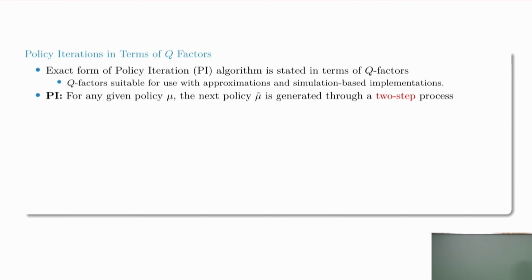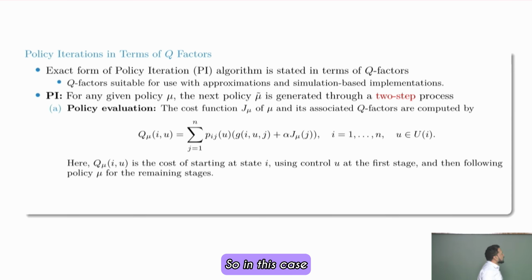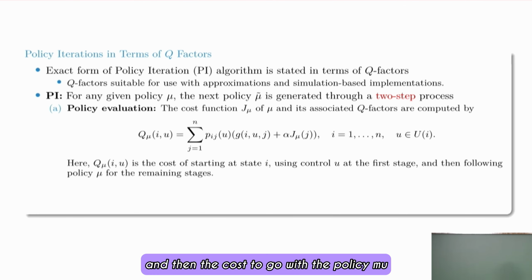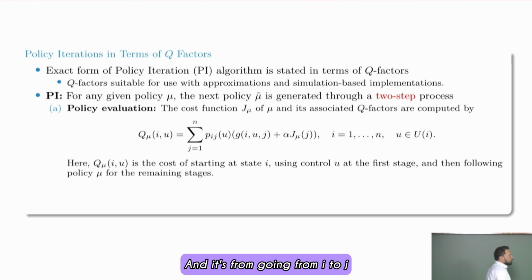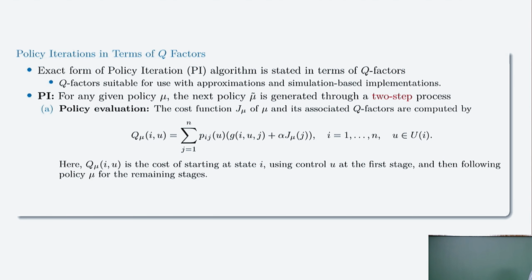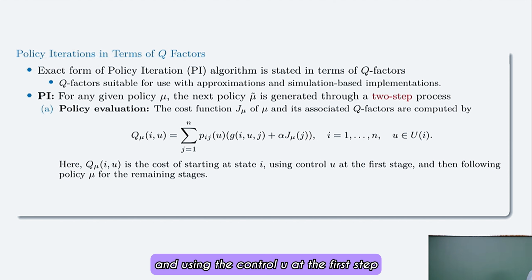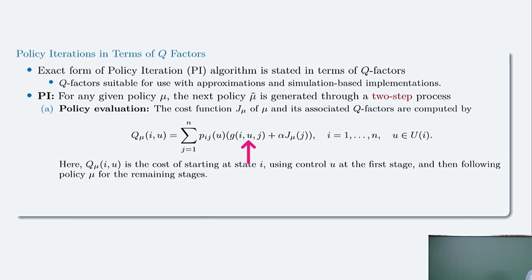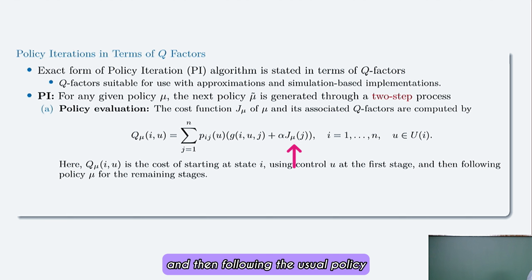Policy iteration has two steps. First is policy evaluation. So in this case the Q factors are given by this. So the current cost and then the cost to go with the policy mu, and it's from i to j. So this is our policy evaluation step. So here Q mu (i, u) is the cost of starting at state i and using the control u at the first step. So this is the cost at the first step, and then following the usual policy for the remaining stages.